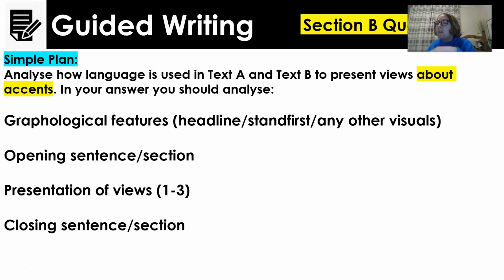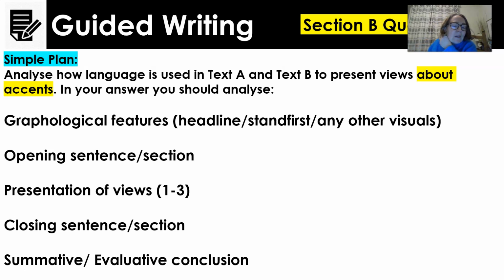That enables us to hit marks for cohesion. Does the text end in the same way that it began? Is there a cyclical link? Is it ending in a very different way? And we can offer a summative or evaluative conclusion. Now, summative means summary. Yep, we can summarise what both texts are doing and how well they're doing it.